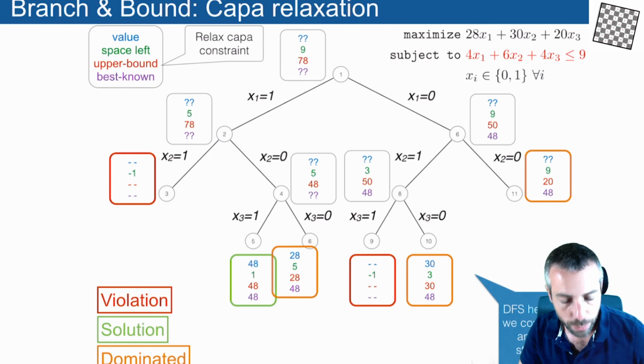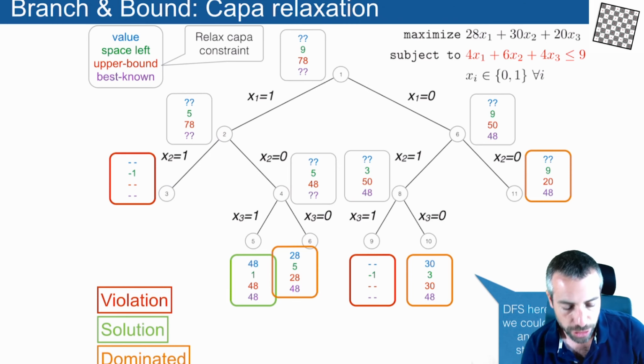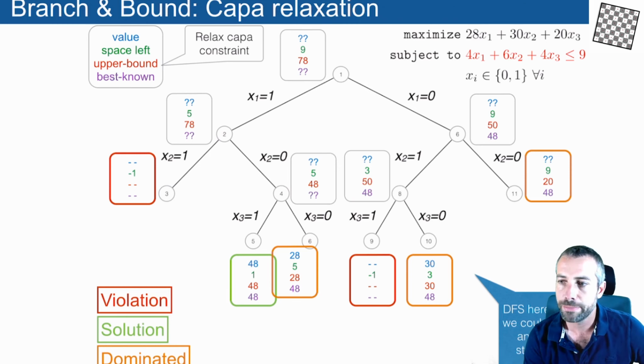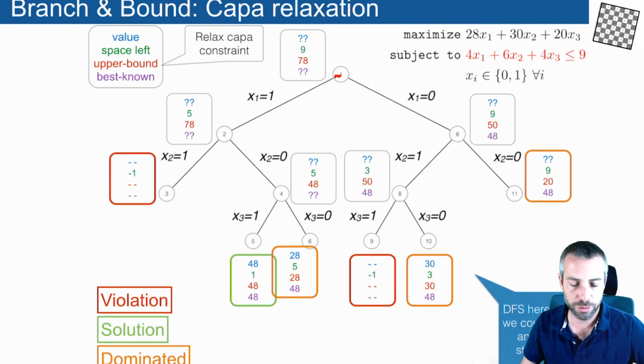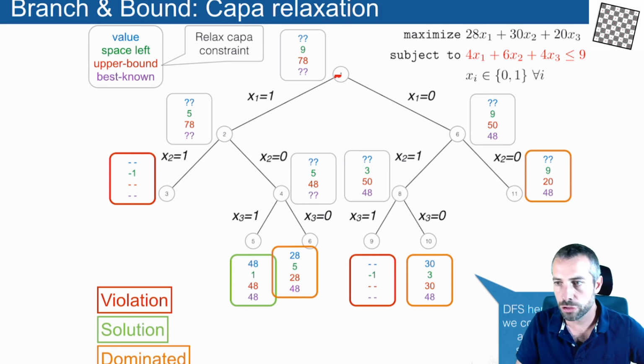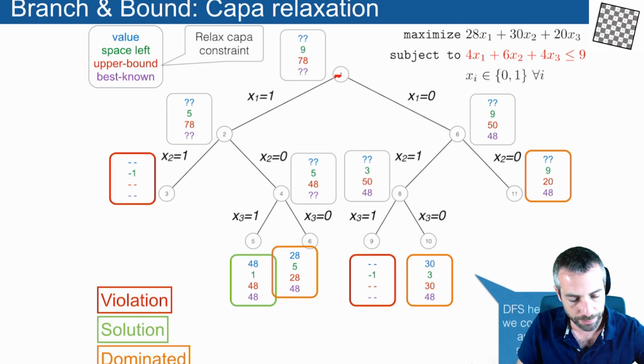So here I will assume that I'm exploring the search tree in a depth first search way, just to make sure that we are on the same page. Depth first search means that I'm exploring this node 1, 2, 3, then you backtrack, 4, 5, 6 will be there, and then 8, 9, 10, 11. That's depth first search. But I'm sure that you are already familiar with this.